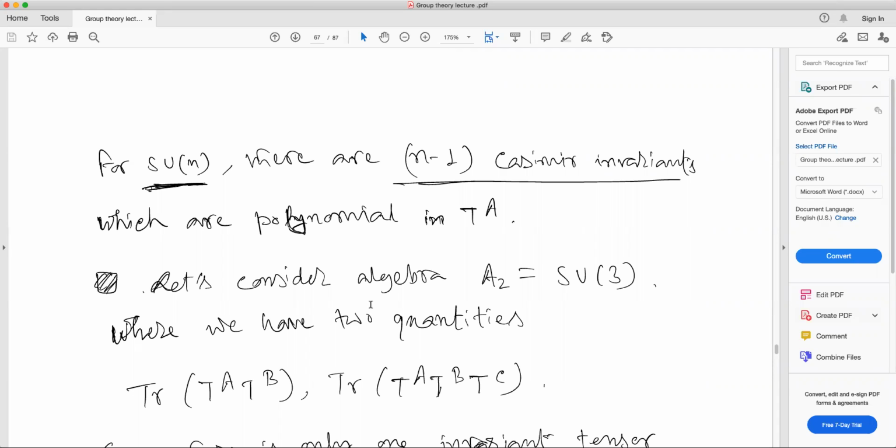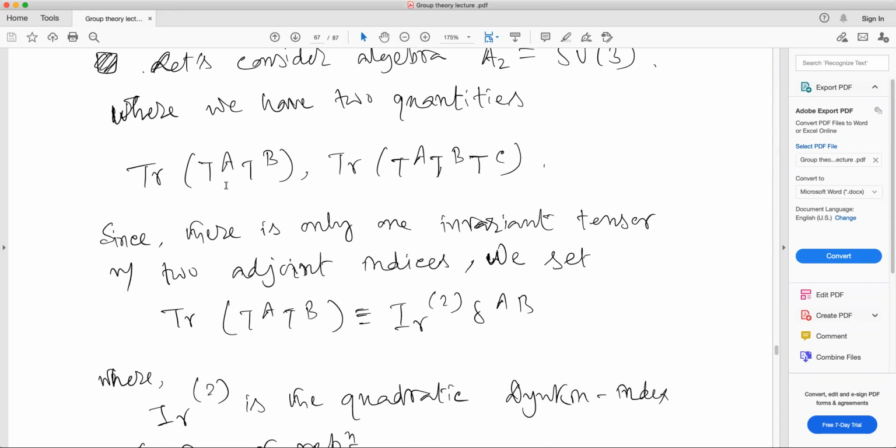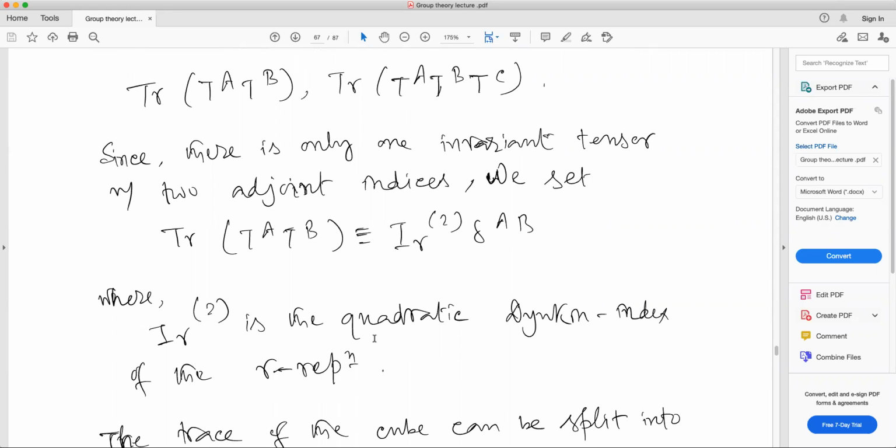So now let's consider the algebra A2, which is basically SU(3), where we have two quantities, the trace of TA TB and the trace of TA TB TC. You can see one is called the quadratic, one is called the cubic. Since there is only one invariant tensor with two adjoint indices, we say the trace of TA TB equals I_R2 delta AB, because these generators are basically orthogonal to each other. And this I_R2 is the quadratic Dynkin index of the representation, which is basically the r-dimensional representation.